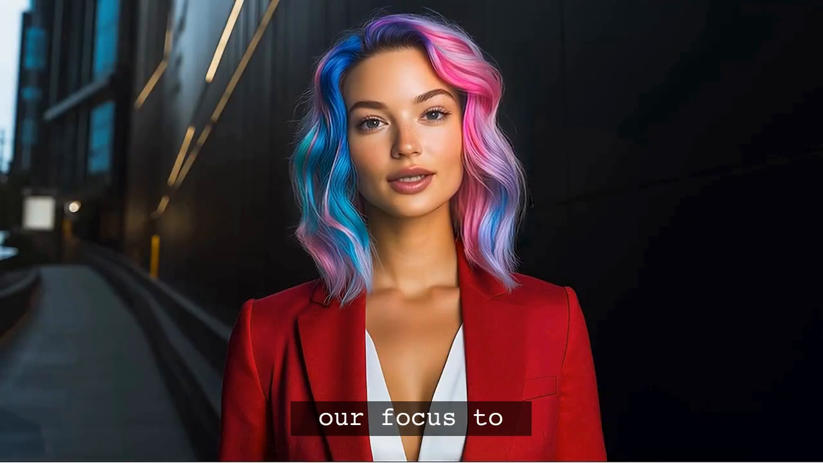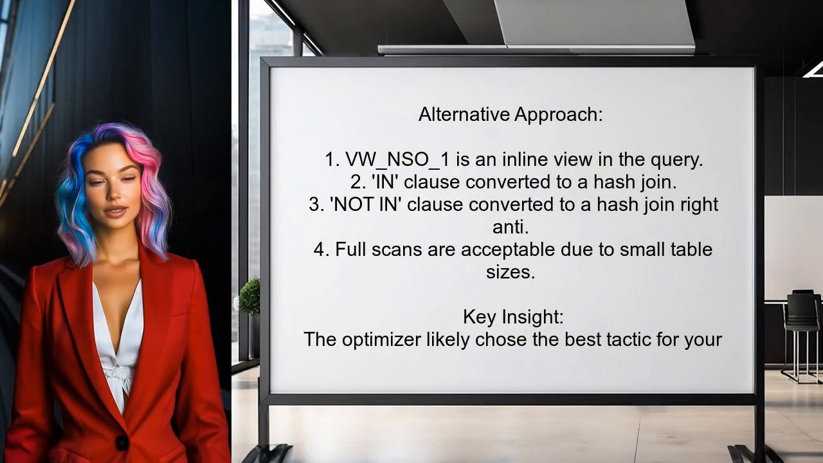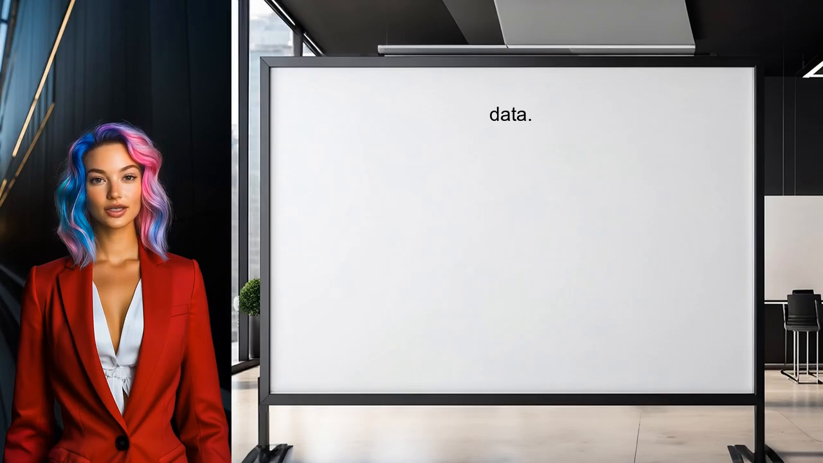Now, let's shift our focus to a different response. In this alternative approach, the user explains that the view VW_NSO_1 is an inline view from the query. They note that the optimizer has transformed the IN clause into a hash join and the NOT IN clause into a hash join right anti. They also mention that since all tables are relatively small, the full scans are not a concern, indicating that the optimizer likely chose the best strategy for the data.